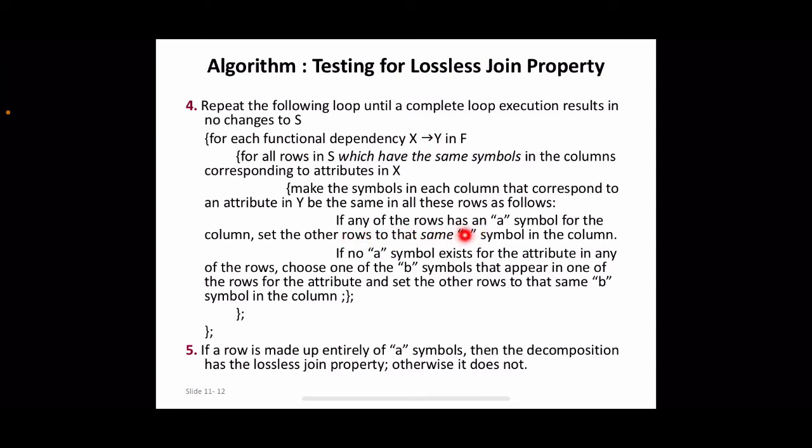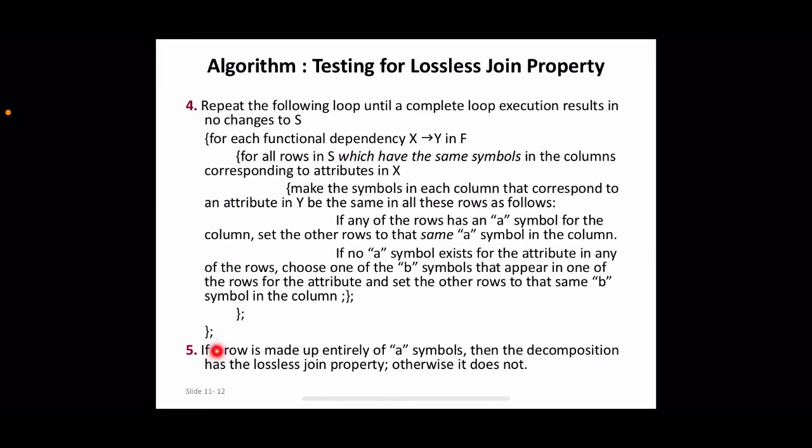If any of the rows has an A symbol for the column, we already put some A symbols based on the previous step, right? We check whether any of these rows has an A symbol for the column, and set the other rows to the same A symbol in the column. And if no A symbol exists for the attribute in any of the rows, choose one of the B symbols that appear in one of the rows for the attribute and set the other rows to be the same. If there is no A, one of the B should be selected and put in all those rows as the same B. Okay, we can see an example and that will be clear.